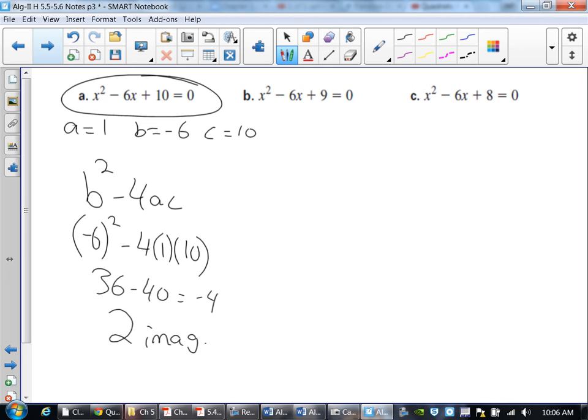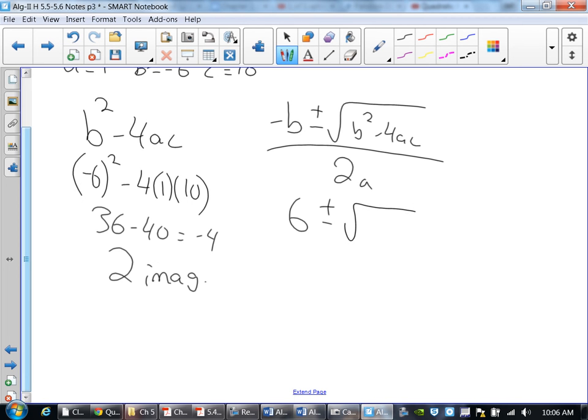You used to say that last year. So you can still write it out. Opposite of b plus or minus square root b squared minus 4ac over 2a. So what's the opposite of negative 6? 6.